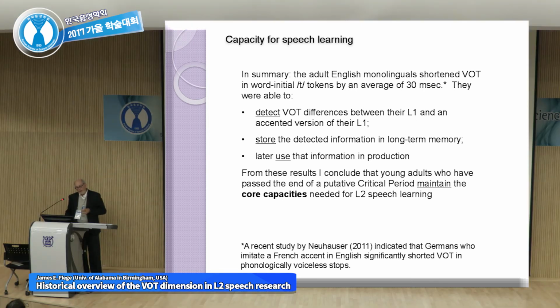They were able to detect VOT differences between their native language and an accented version of their native language. They were able to store the detected information in long-term memory, and they were able to, at a later time, use that information in production. From these results, I conclude that young adults who have passed the end of the so-called critical period maintain the core capacities needed for L2 speech learning.